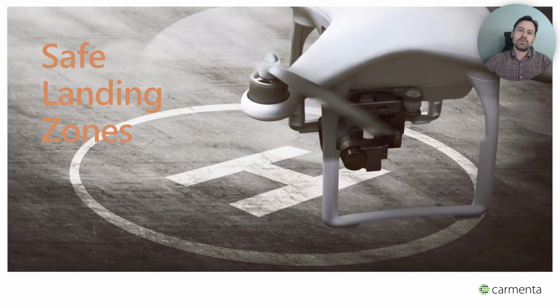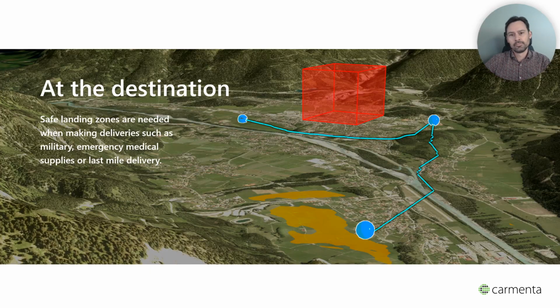Let us now take a closer look at how we can use geospatial analysis in a use case that is an essential part of many UAS missions, that is determining safe landing zones. There are different occasions when a safe landing zone may be needed. One occasion is when making deliveries at a specific destination, for example, when delivering supplies to military ops or when doing an emergency medical delivery. But it can also be part of a last mile delivery for both defense and civil use cases.